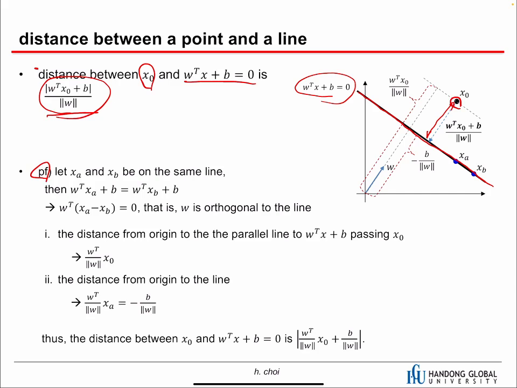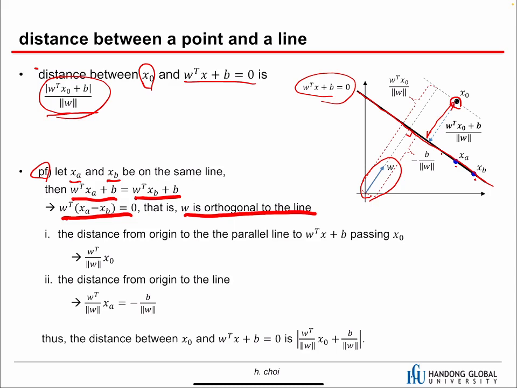So let xA and xB be on the same line. So we have two points here. Then, since these two points are on the same line, this one and this one should be the same. Okay, then we can rearrange the terms. So by this, W is orthogonal to the line. Okay, so we have W like this. So if we extend, then we have a vector orthogonal to this line.